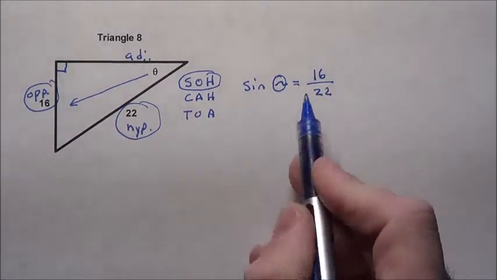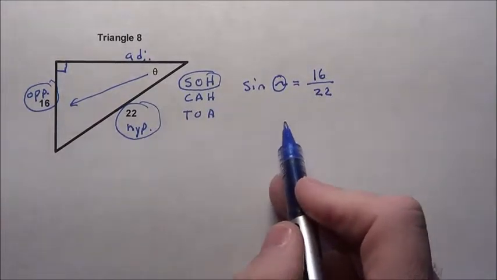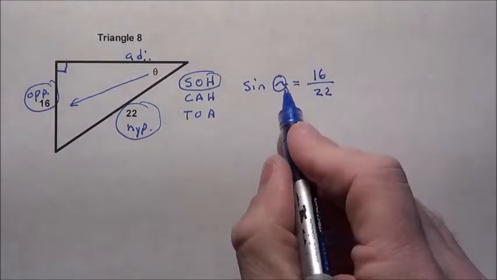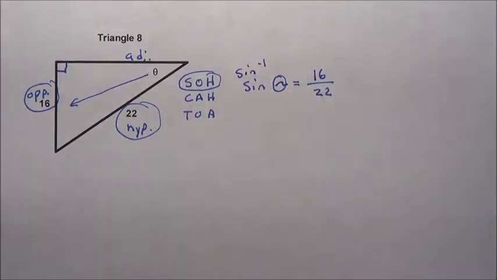With 16 over 22, we could divide it, get a decimal, and then keep playing around, try sine of 15, see if it works, then maybe go lower or higher. No need to do that though. How do we undo the word sine? We undo it by taking the inverse sine.